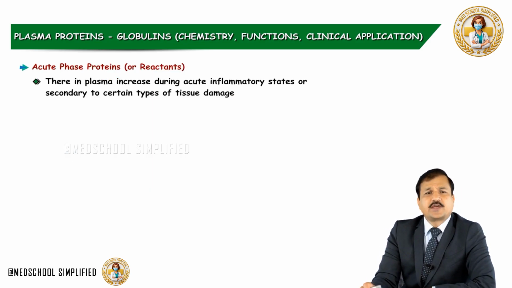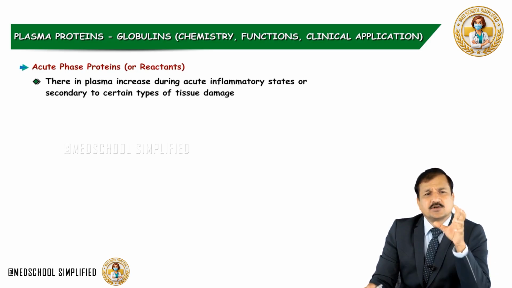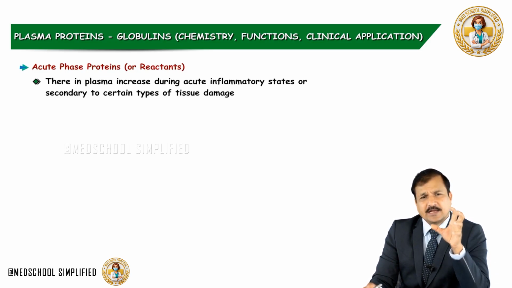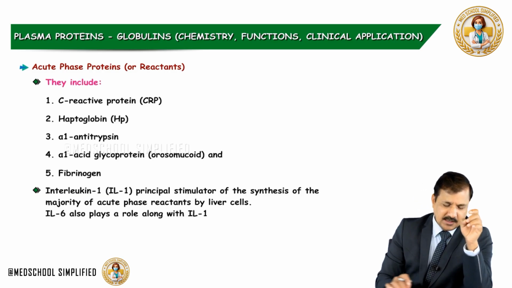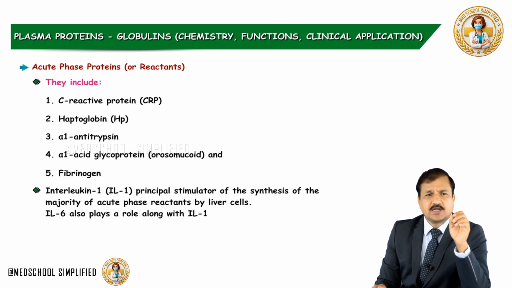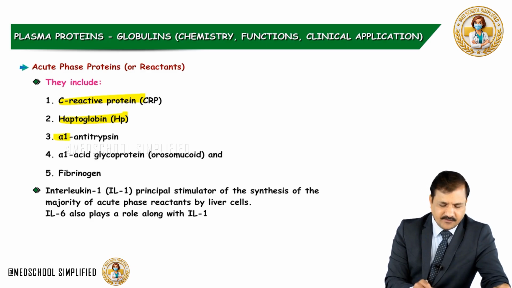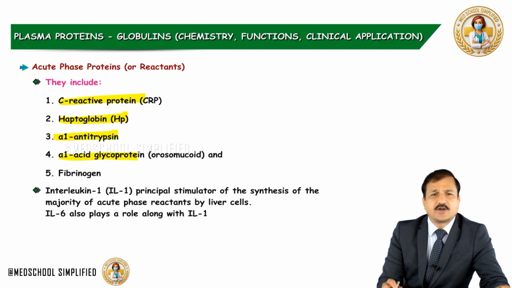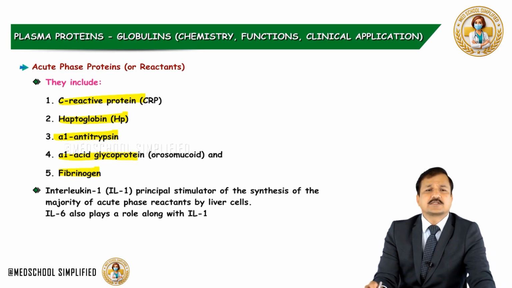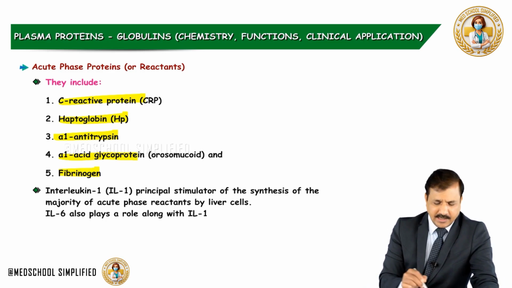Coming to acute phase proteins or reactants. These proteins increase during acute inflammatory states or secondary to certain types of tissue damage. Acute phase proteins include C-reactive protein, haptoglobin, alpha-1 antitrypsin, alpha-1 acid glycoprotein, which is referred to as orosomucoid, and fibrinogen. All of them are acute phase proteins.